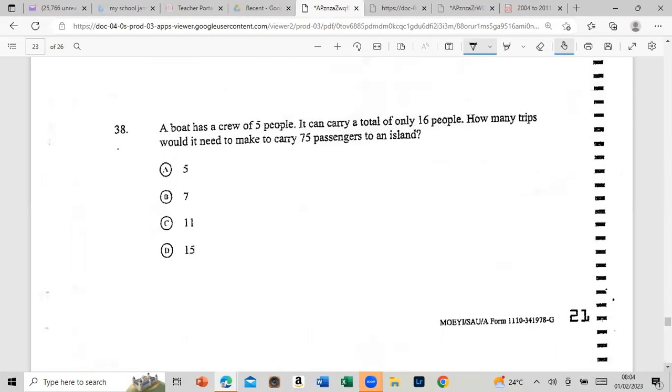Let's move on to 38. A boat has a crew of 5 people. It can only carry a total of 16 people. How many trips would it need to make to carry 75 passengers to an island? So when they say crew of 5 people, you know what I'm trying to say? So it's going to be 16 plus 5, which is 21. So it's going to be 75 divided by 21. That's what I'm getting.